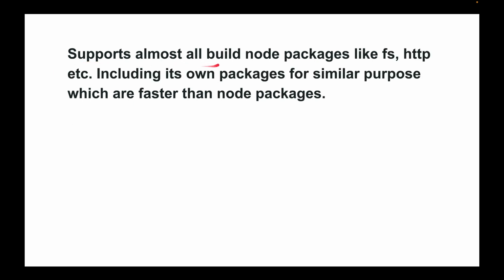It supports almost all built-in Node packages like the fs package, HTTP, and all other built-in Node packages. Along with that, it gives us its own packages for similar purposes, which are much faster than the Node packages. In Bun, we have the .file function, which is used for file handling. We have .serve, which is used to create a server, and more functions which are built into Bun. You can check out its documentation. So I have briefly introduced what Bun is and how it is different from Node.